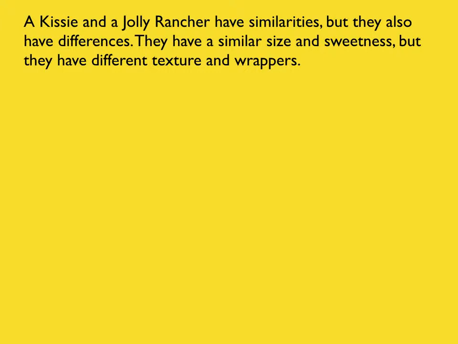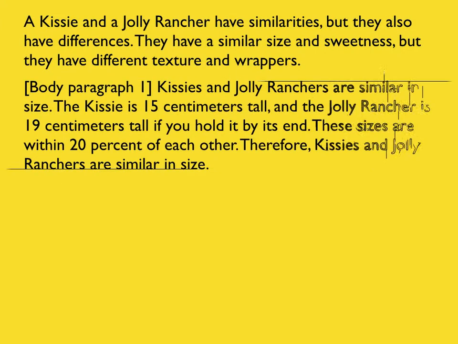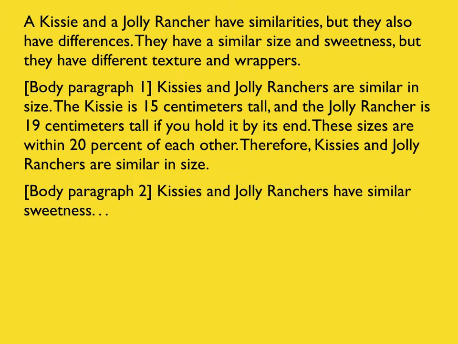Here it may be fleshed out a bit more. The first body paragraph beneath there may be something like, Kissies and Jolly Ranchers are similar in size. You see how it reflects back on the thesis statement there earlier. The Kissy is 15 centimeters tall and the Jolly Rancher is 19 centimeters. On it goes. The second body paragraph, similarly, Kissies and Jolly Ranchers have similar sweetness.